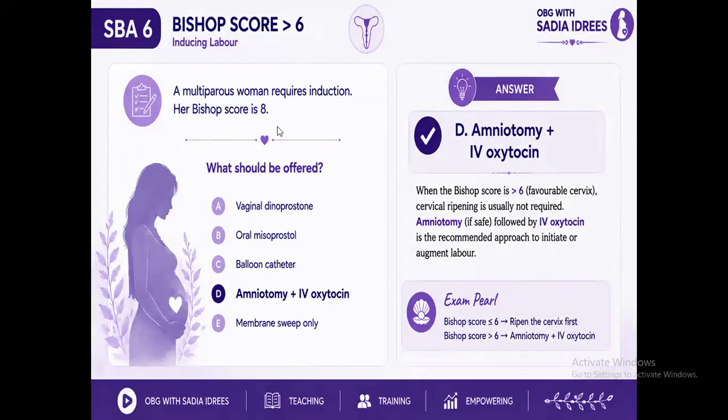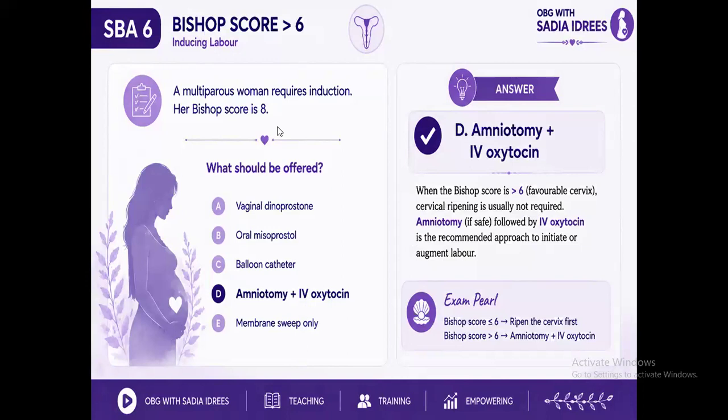Okay, now I'm going to flip the Bishop score. A multiparous woman requires induction. Her Bishop score is 8. What should be offered? A, vaginal dinoprostone. B, oral misoprostol. C, balloon catheter. D, amniotomy plus IV oxytocin. And E, membrane sweep only. Don't look at the answer yet. What was the magic threshold? The correct answer is D, amniotomy plus IV oxytocin.